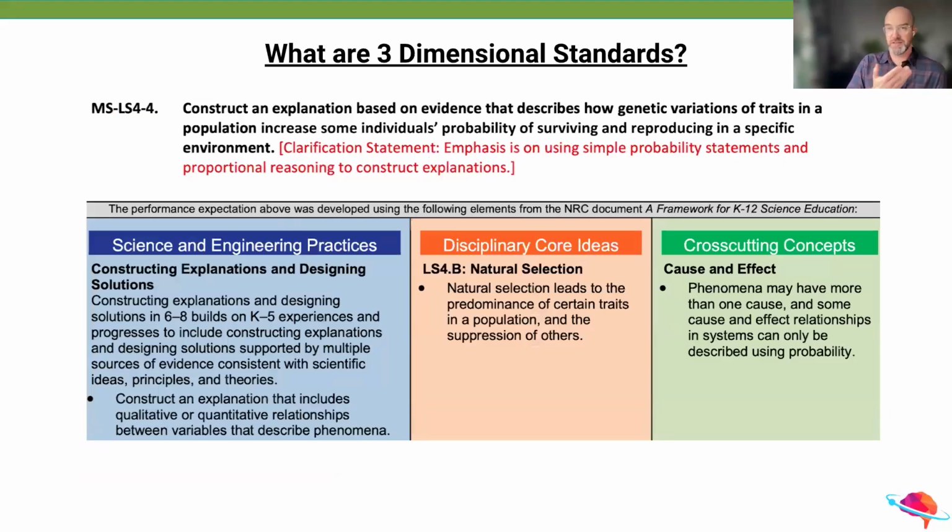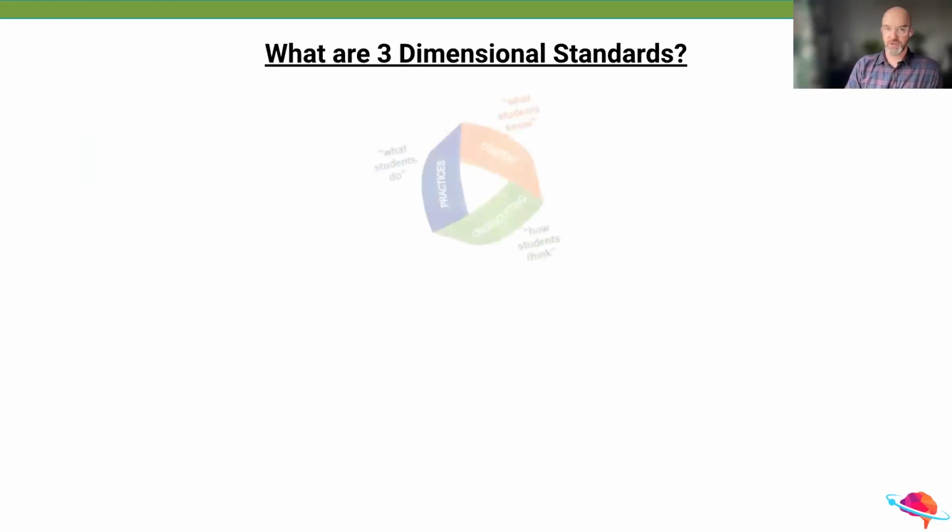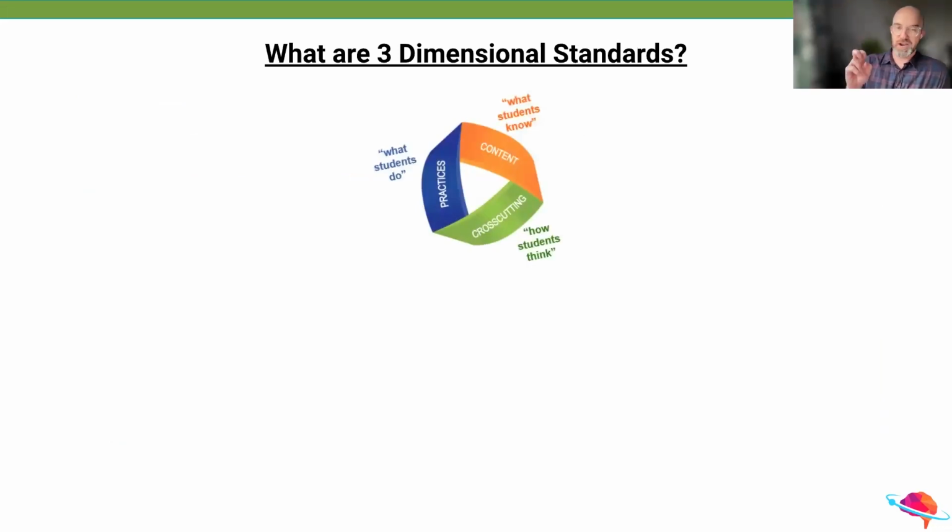So again, the standard that we're looking at is MS-LS4-4, where students have to construct an explanation based on evidence that describes how genetic variations in traits in a population increase some individual's probability of surviving and reproducing in a specific environment. That's called the performance expectation up top, and it bakes in these three dimensions right there. And so those three-dimensional standards we'll see characterized as the practices, the content, and the cross-cutting concepts.